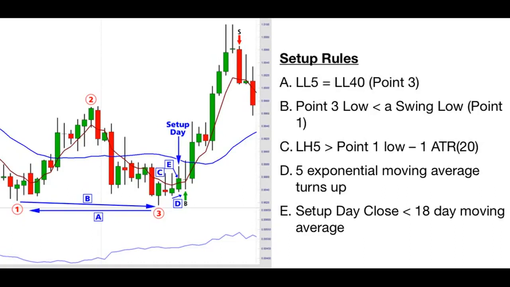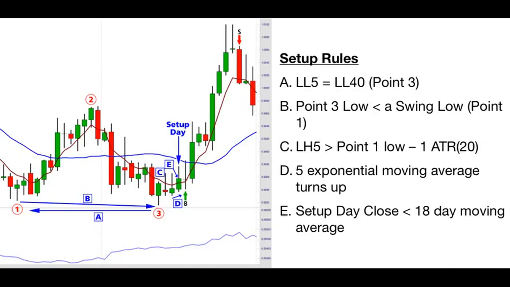Now, a very important condition is C here, where the lowest high of the last 5 days from the setup day, labeled on the chart with the letter C, has to be greater than the point 1 low minus 1 average true range 20. Now, what does that mean? If you take the point 1 low and subtract from it 1 average true range, you can easily plot that with any good trading software. Pick off that point, subtract it from the point 1 low. As long as the lowest high of the last 5 days is greater than that level, then condition C has been met.